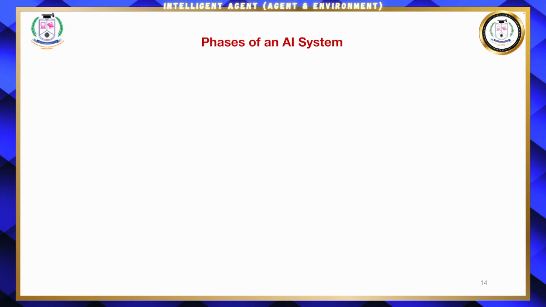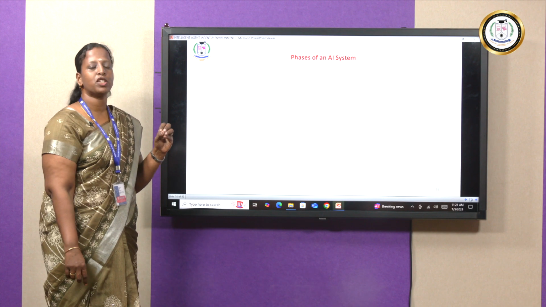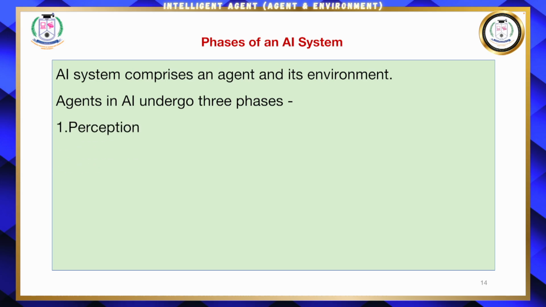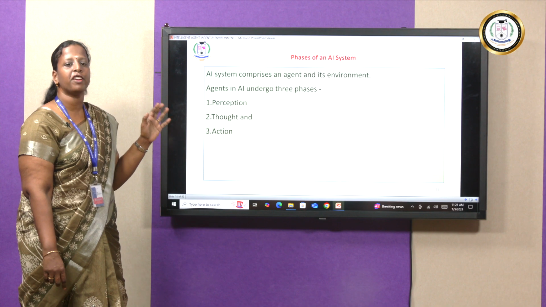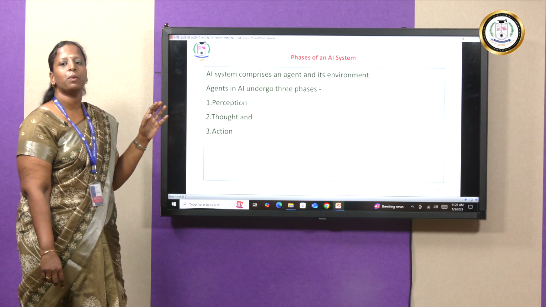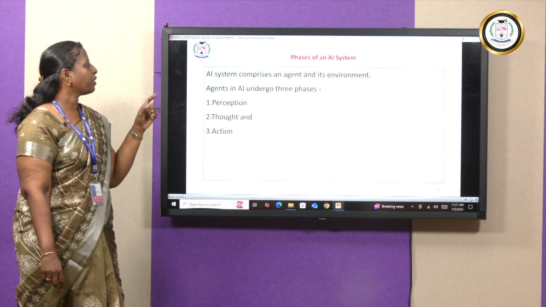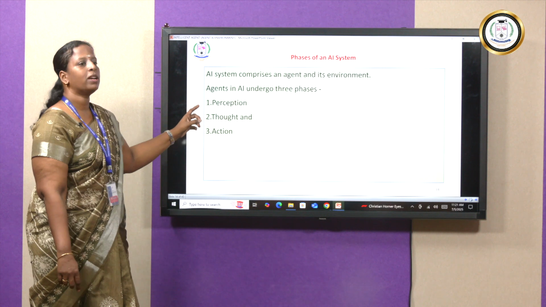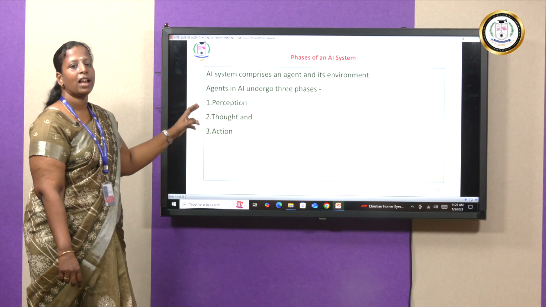Next we will see the phases of AI. Each and every agent should undergo 3 phases. First it should perceive, that is nothing but perception. Next it should think, and next it should act. These are the 3 phases that each and every AI agent should undergo. I repeat once again: the AI agent has 3 phases. The first one is perception, where it perceives. Next it should think, and next it should act.